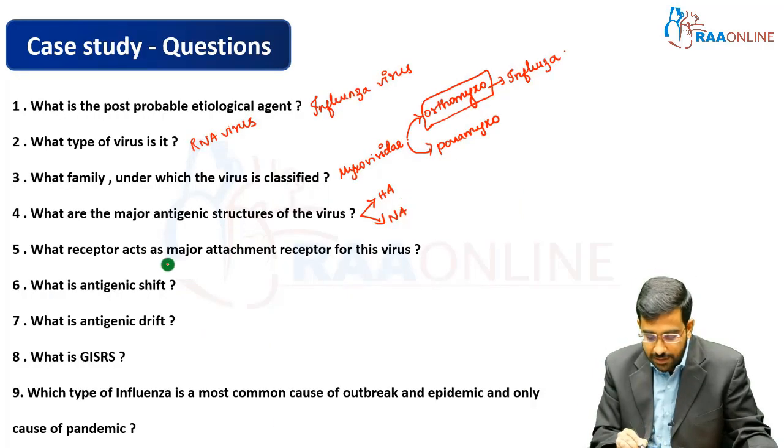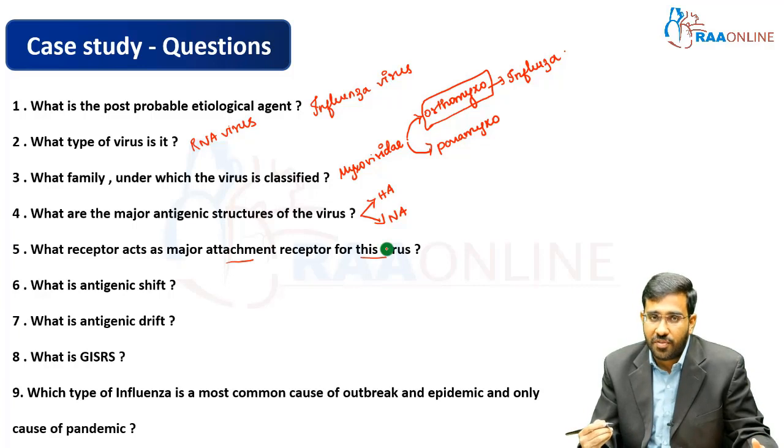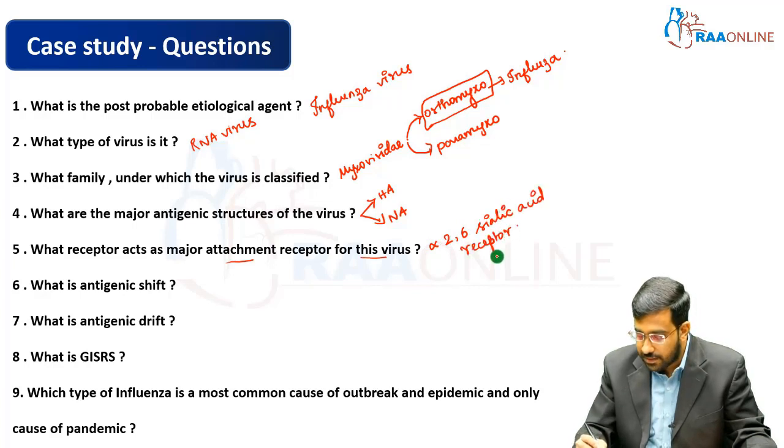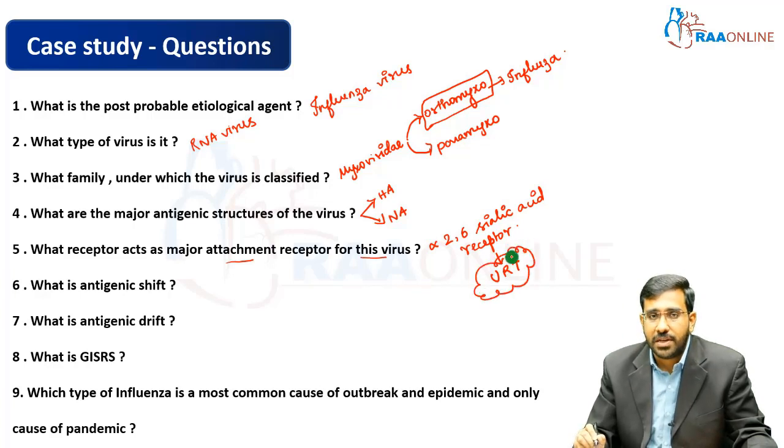What receptor acts as the major attachment receptor for this particular virus? You all know this infectious virus affects the respiratory system, predominantly the upper respiratory tract, not the lower. We have studied this infection in the past class, and you know this virus attaches to the receptor called alpha 2,6 sialic acid receptor, and this receptor is seen in the upper respiratory tract. That is why this infection is not involving the lower respiratory tract.